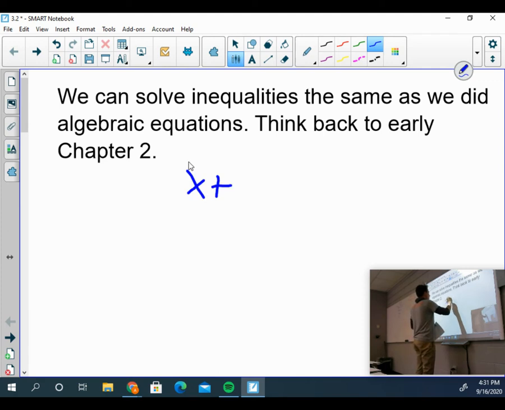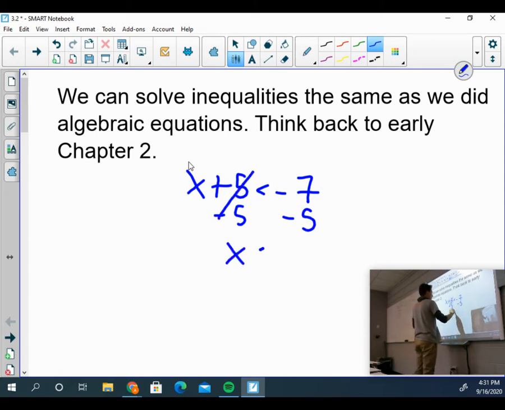x plus 5 is less than negative 7. And I want to get x by itself. The 5 is attached to it, so I subtract 5 from both sides. And doing this, I get x is less than negative 12. Negative 7 minus 5 is negative 12. If you struggle with those negative subtractions, try and do them on your own, but then check them with a calculator. So any number less than negative 12 will be the solution to my inequality.